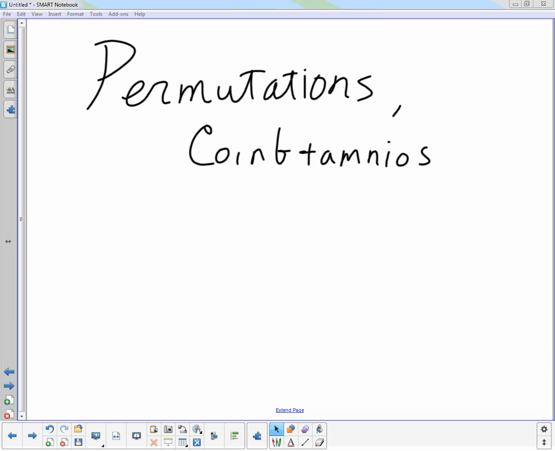Permutations and combinations. Some of you might remember some of this from Algebra 2. It is talked about there a bit.